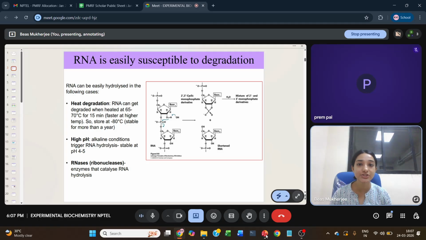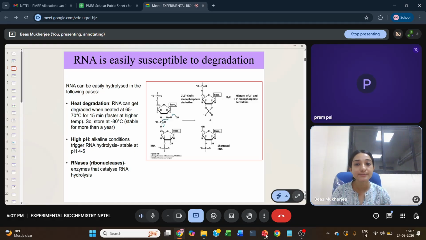Now, how is that degradation happening? See, there is this intermediate, it is getting shortened basically. How is that? We will look at it. So, under alkaline conditions, this triggers RNA hydrolysis. It is stable at a pH of around 4 to 5. So, RNA is stable at a relatively acidic pH.